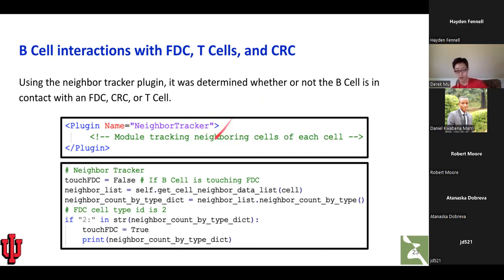In order to do this, first a list of all the B cell's neighbors was retrieved, and then using the cell type IDs, we can determine whether or not the B cell is touching a certain cell type. So in this case, the FDCs have a cell type ID of 2. So we just check if 2 is in the neighbor list. And if it is, then the B cell is touching an FDC.